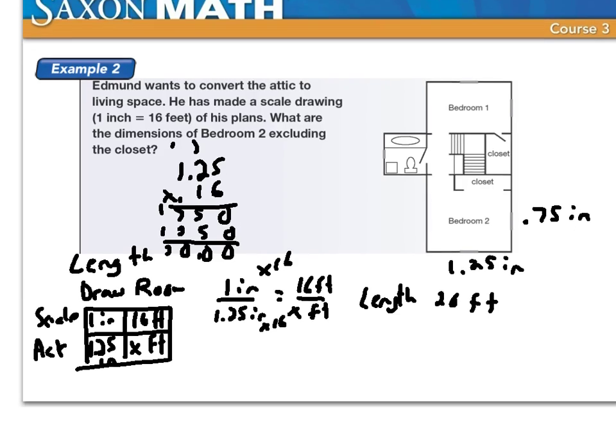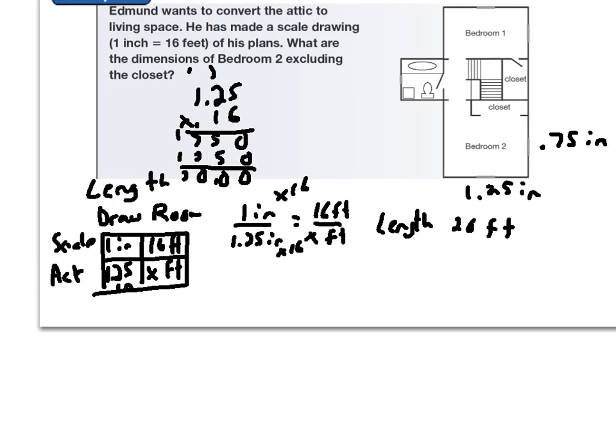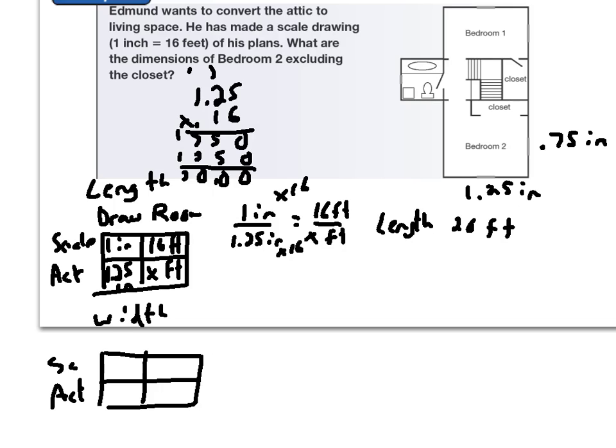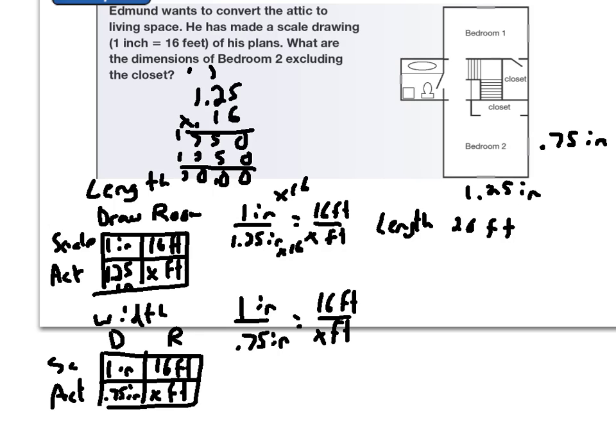Okay? And now we need to do the same thing for the width of the room. So we're going to do a ratio box. Scale to actual, and the drawing compared to the room. Again, it's 1 inch to 16 feet. And if I know the width is 0.75 inches, I want to know how many feet wide is the room. So again, 1 inch over 0.75 inches equals 16 feet over how many feet? And we're going to do the same thing.